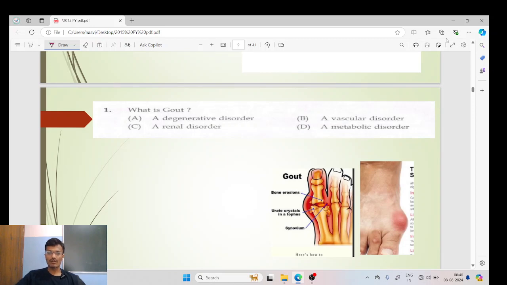What is gout? Gout is a metabolic disorder. Here there is a storage of uric acid in the joints.